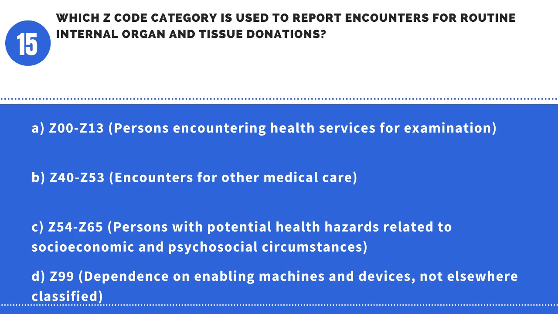Question 15. Which Z code category is used to report encounters for routine internal organ and tissue donations? A. Z00-Z13, persons encountering health services for examination. B. Z40-Z53, encounters for other medical care. C. Z55-Z65, persons with potential health hazards related to socioeconomic and psychosocial circumstances. D. Z99, dependence on enabling machines and devices, not elsewhere classified.